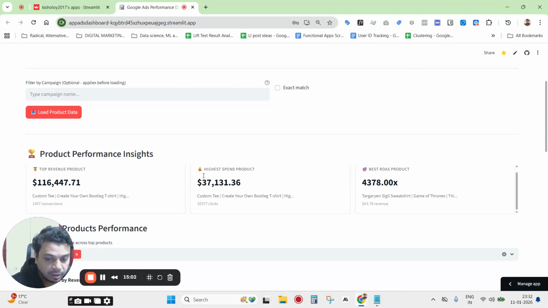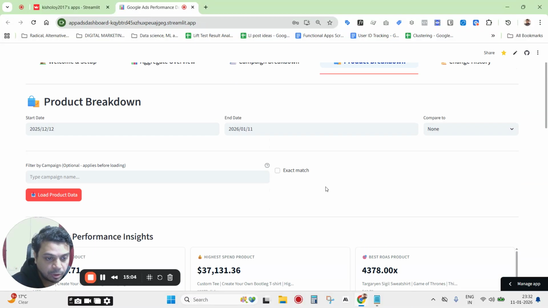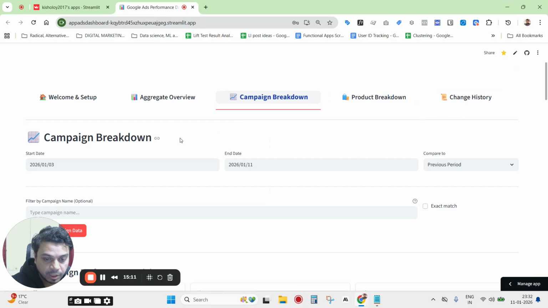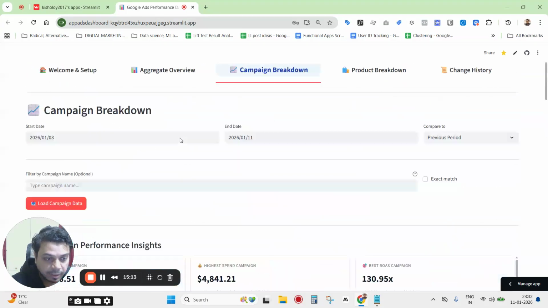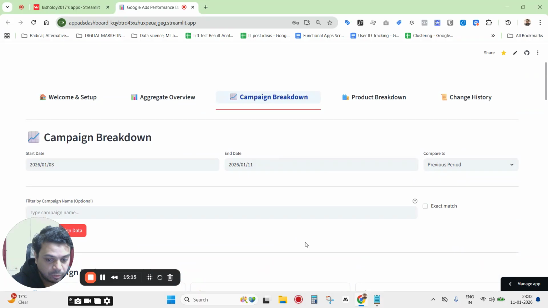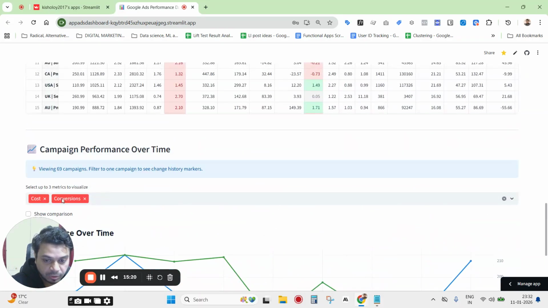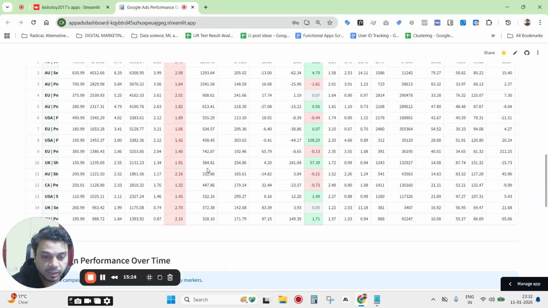Once again, you get highlights for top products by key metrics. But the most important thing is the change history. There's a change history which is pulled from inside the account, and that can be read by this section here with the campaign breakdown. So here you can filter. If you go down here, you'll see something that's written here. You can filter by one campaign to see change history markers. So that is the interesting thing.